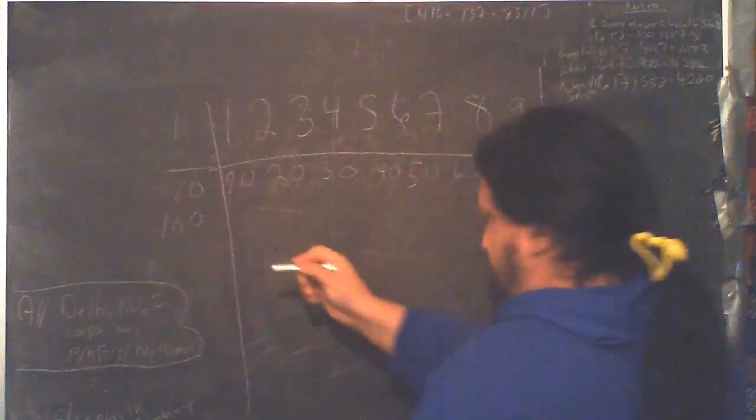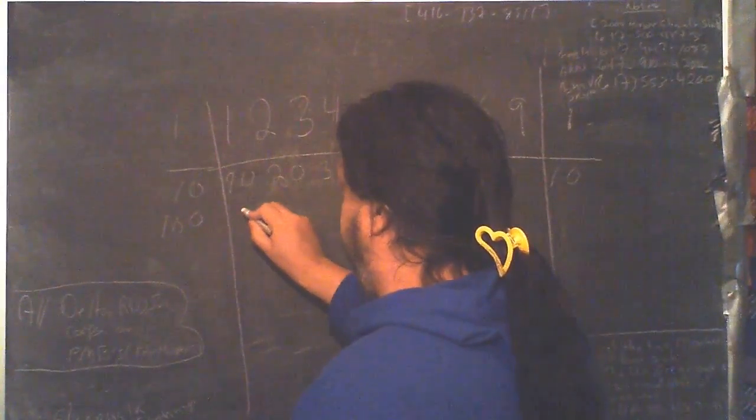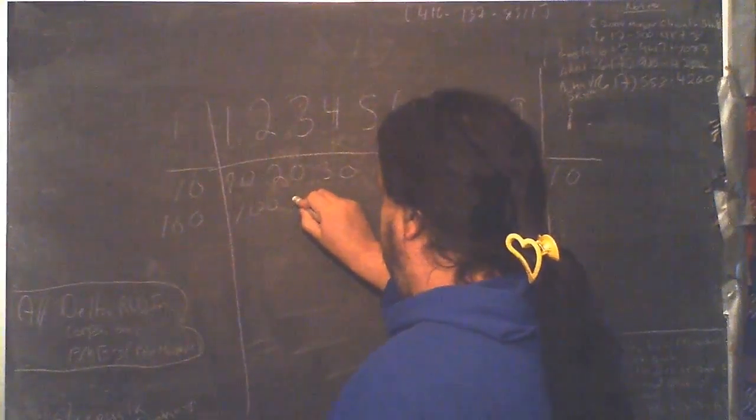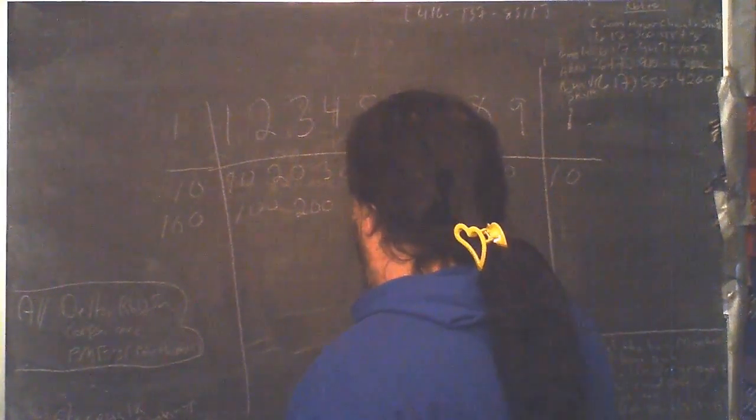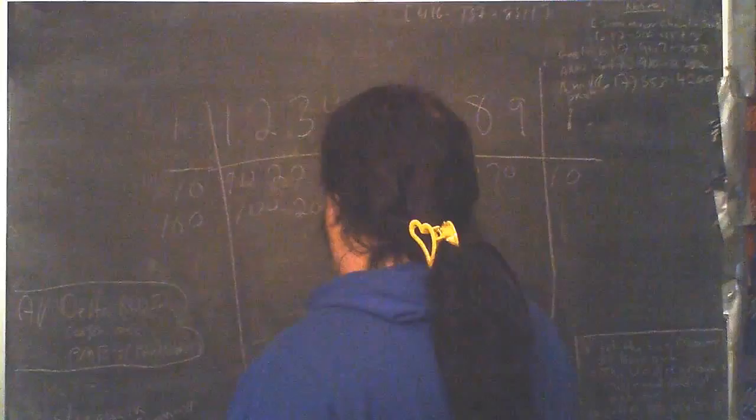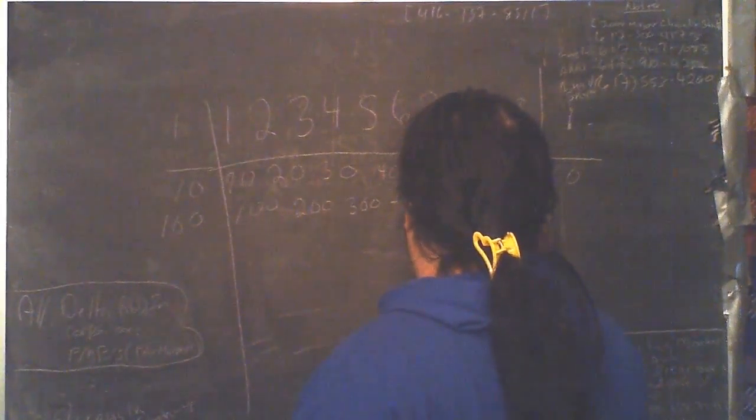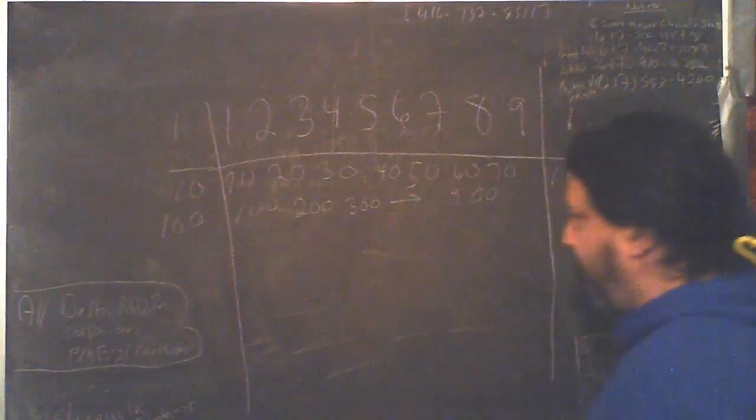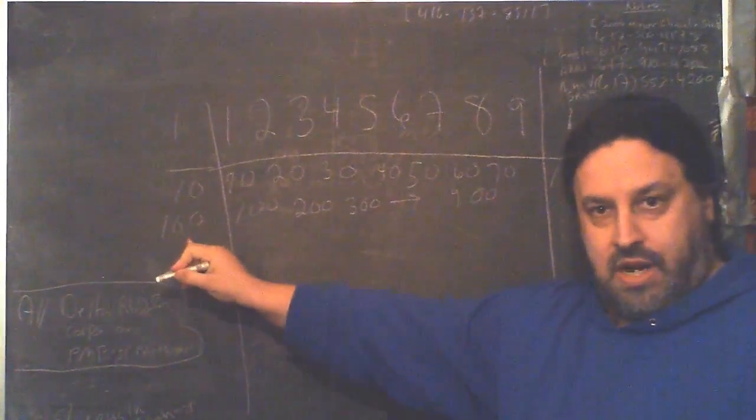We can do the same thing. We're not going to go all the way up because you get the pattern. We have 100, 200, 300, all the way up to 900. And that's your hundreds.